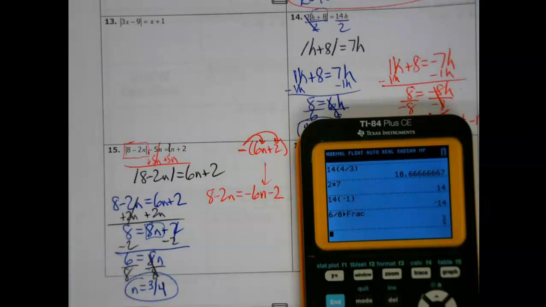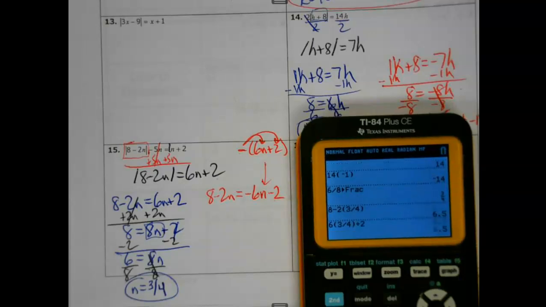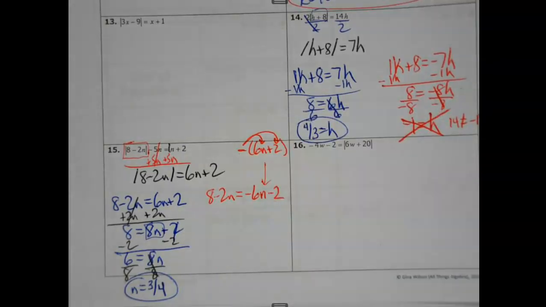Normally our whole numbers are going to be okay. So if you wanted to occasionally skip checking one, you're like, I really don't want to plug that fraction in everywhere. Even though it wouldn't be 8 minus 2 times 3/4, 6 times 3/4 plus 2. Hey, I got the same thing anyway. See, it didn't really take me that long. So get those plugged in.